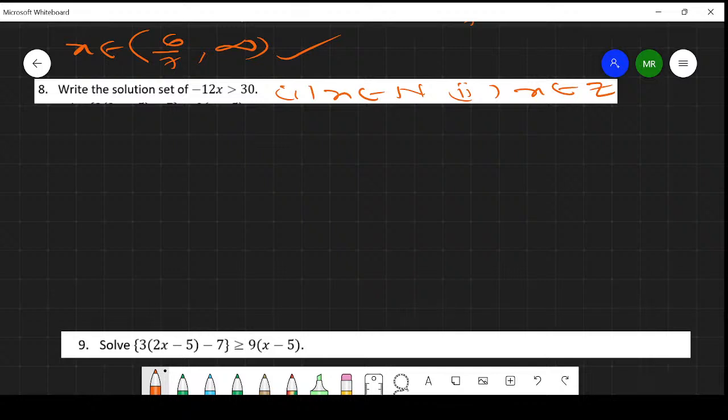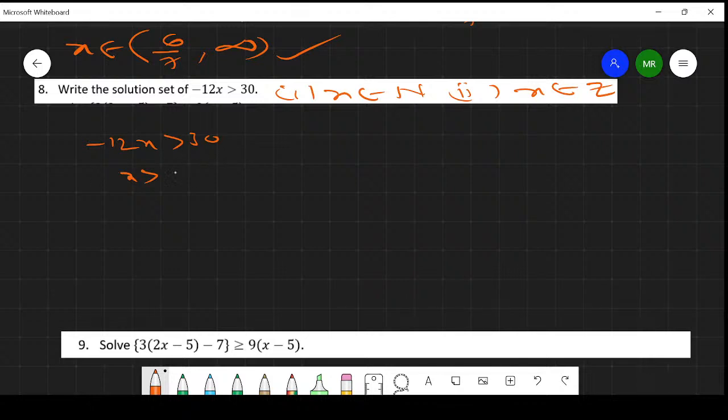See case 1. First, minus 12x greater than 30. You take the given one, minus 12x greater than 30. Then you simplify this one: x greater than, you can write 30 by, because negative is there.